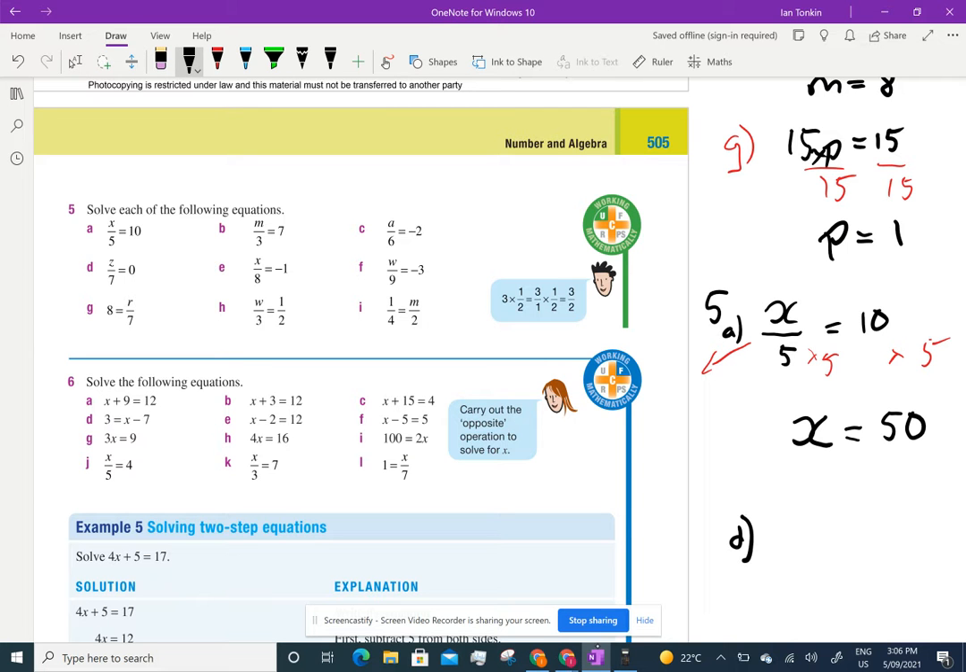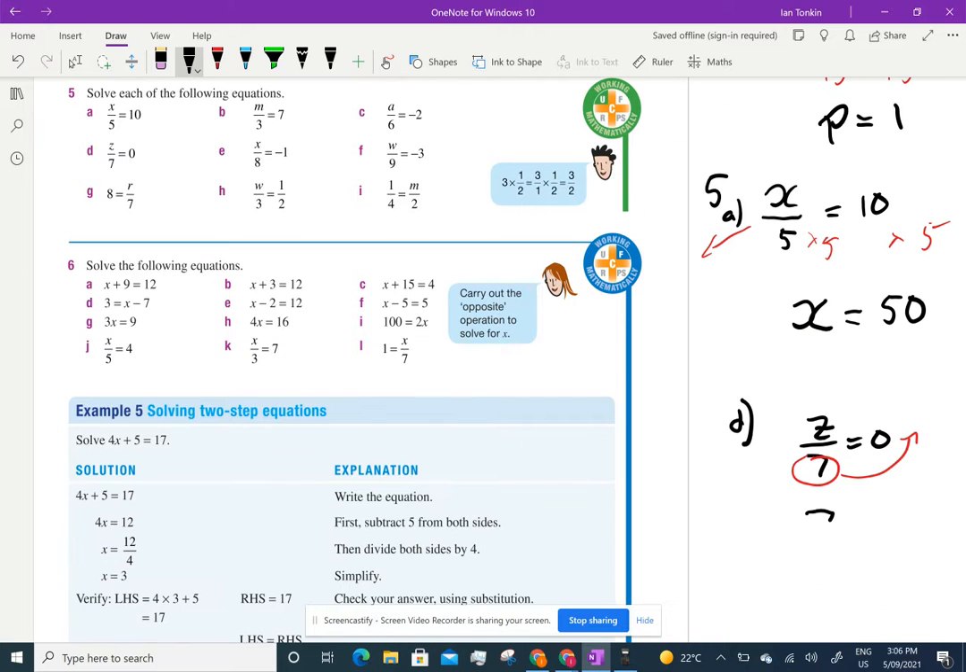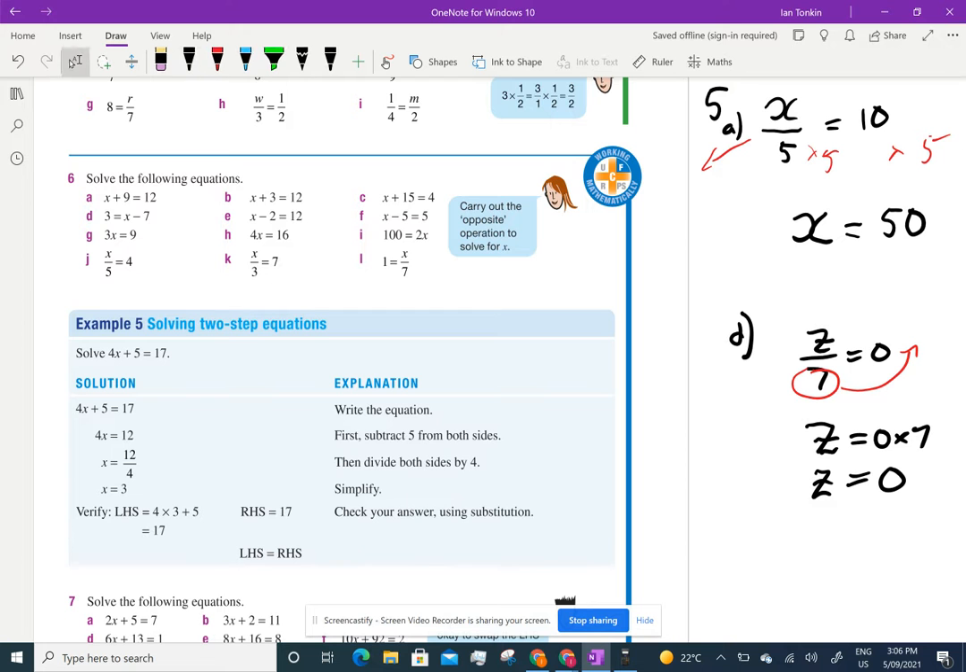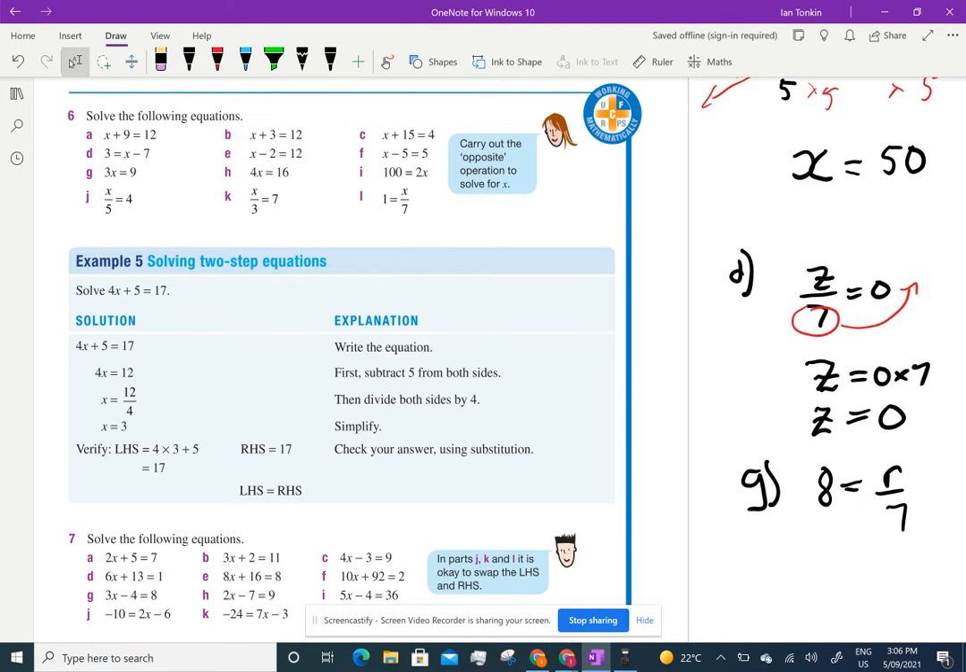D, Z over 7 equals 0. I like to put a little dash on my Z so I don't confuse them with the 2. Let's multiply that 7 across. Some people like to think of it that way. It's exactly the same. 0 times 7, that's 0. Z equals 0. Don't get confused or worried if the pronumeral is on the other side. It doesn't matter. Maths is great. You can read it left to right and right to left.